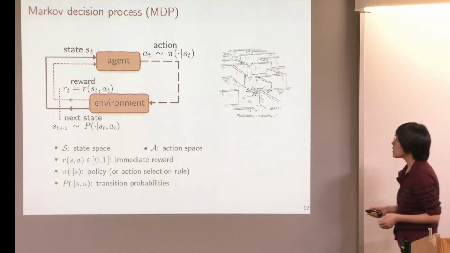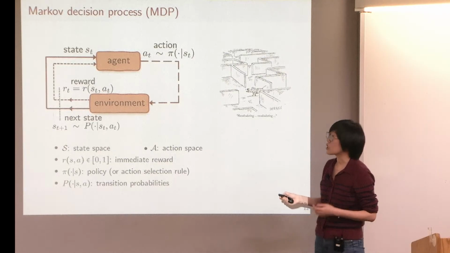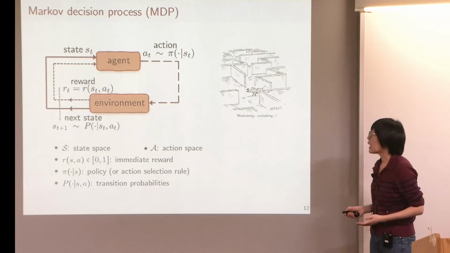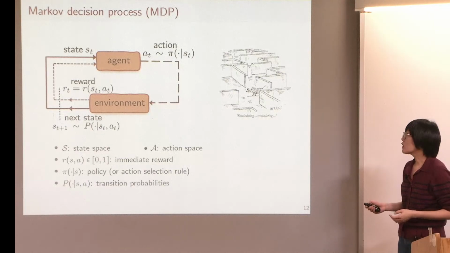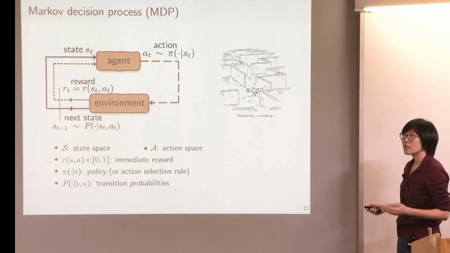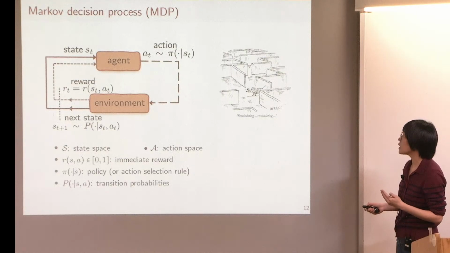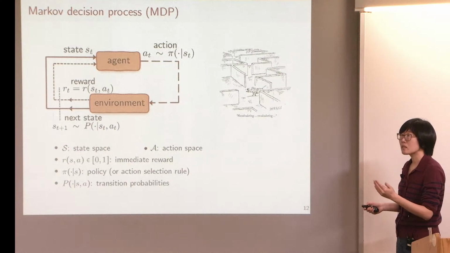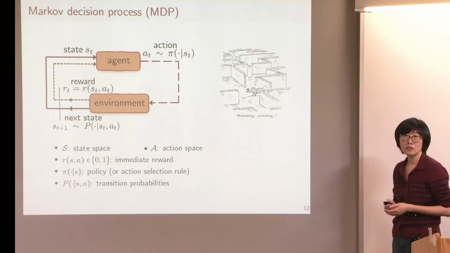And finally, the most important bit is that the environment is changing over time, so that after one round of interaction, the environment will move to the next state that is specified by drawing a sample from the transition kernel. That is basically a probability distribution over the state space given the current state and the current action. Okay.